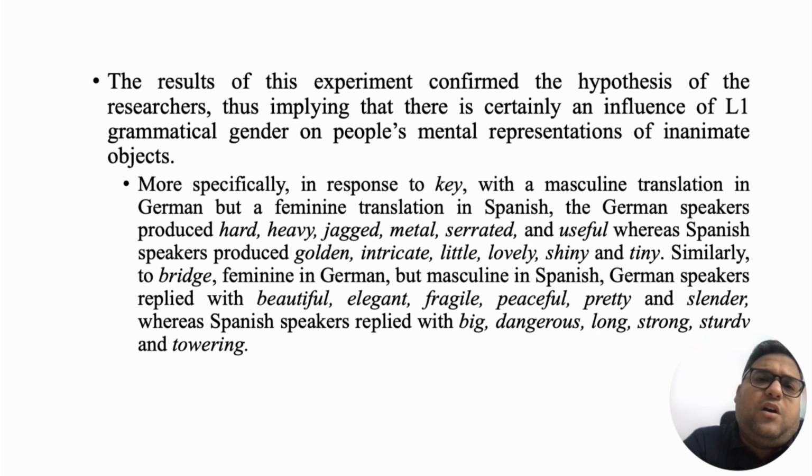Similarly, for an object such as bridge, which is feminine in German but masculine in Spanish, German speakers replied with beautiful, elegant, fragile, pretty, and slender, whereas Spanish speakers replied with big, dangerous, long, strong, sturdy, and towering. Now you can see here that the way of addressing these inanimate objects with gender markers actually has a subliminal effect on the adjectives people generate for these objects, because these objects are referred to in the masculine or in the feminine in their first language.